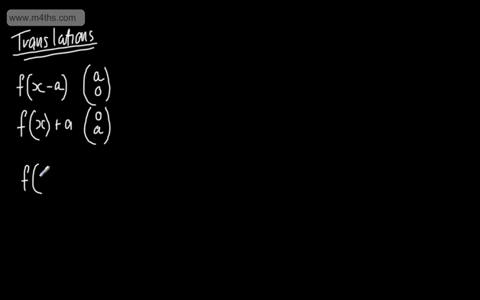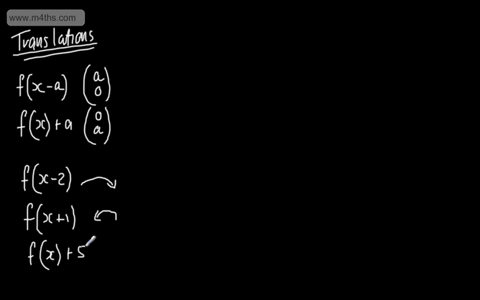So for example, if we have f of x minus 2, this simply moves 2 units to the right in the positive x direction. If we have f of x plus 1, we're going to move left by 1 unit in the x direction. f of x plus 5 will move up by 5 units, and f of x minus 3 would move down by 3 units. These are examples of translations. The way I like to think about this is if it's on the inside, it will affect the x coordinates. If it's on the outside, it'll affect the y coordinates.